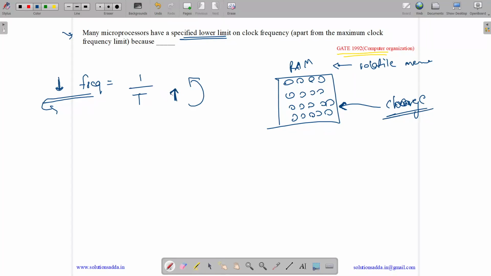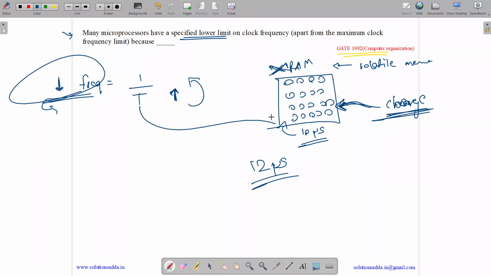And if this time period increases beyond the time of this volatility, like it has some limit, let us suppose 10 microsecond, after which we will lose this charge. So we need to provide the charge again. And if this time is more than 10 microsecond, let us suppose 12 microsecond, then we will lose this data in the RAM. So we need to make sure that our frequency is such that the time limit is less than this 10 microsecond. Thus, we have a lower limit for the frequency, as we need to keep an upper limit for the time so that it is within the time of this recharge.